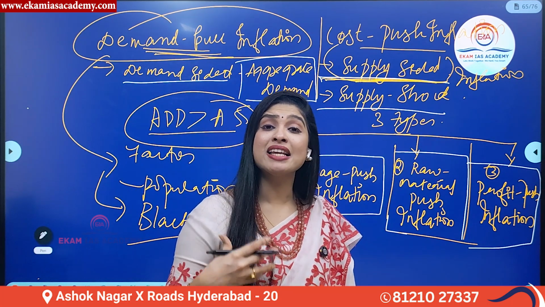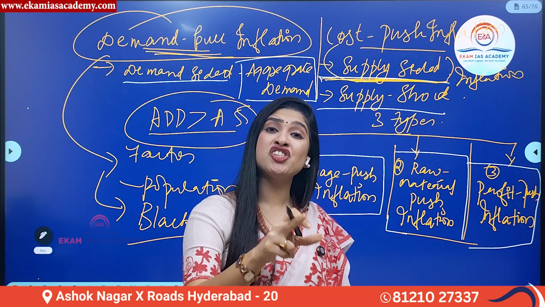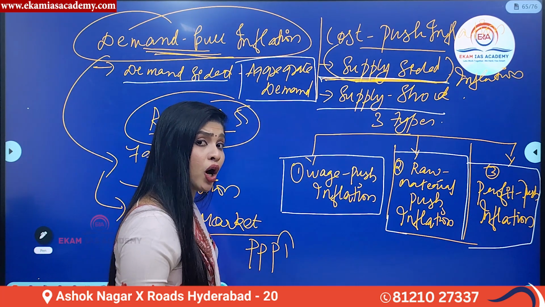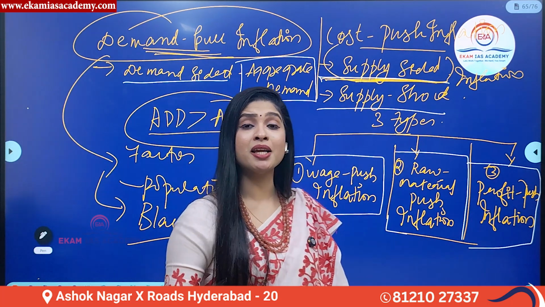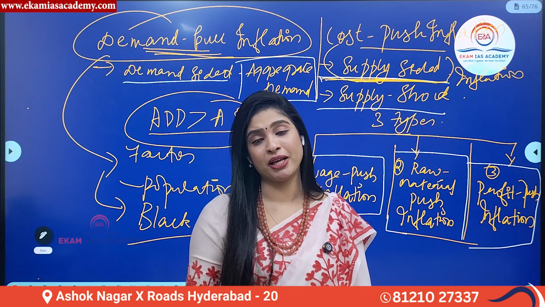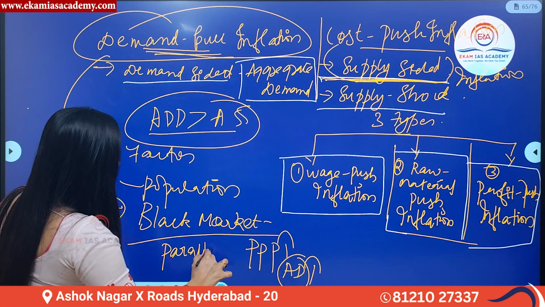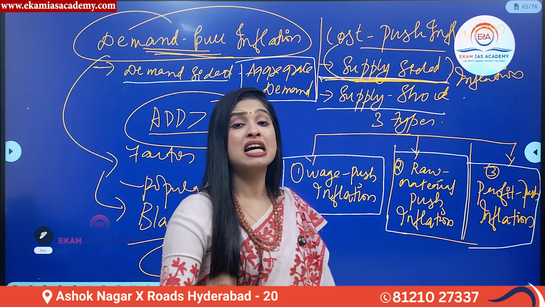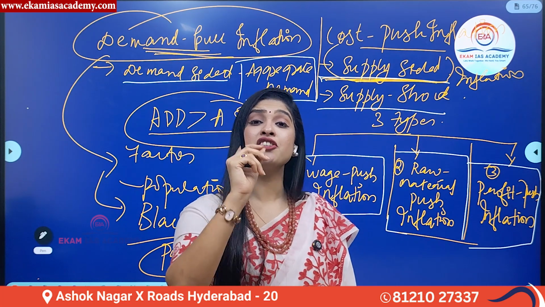Automatically, what happens? Money supply in the economy increases. When money supply increases, the purchasing power parity, or PPP, the capacity of people increases, for buying the commodity. Their aggregate demand or total demand increases. Automatically, price rise happens. What price rise? Demand pull price rise or demand pull inflation takes place. So this black market in economics is called what? Parallel economy. Parallel economy means black economy, where all the black market dealings and transactions take place. That is also a reason for demand pull inflation.